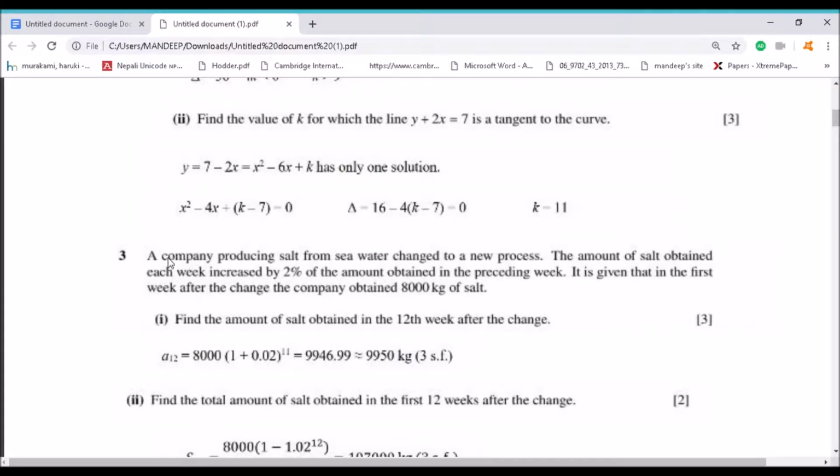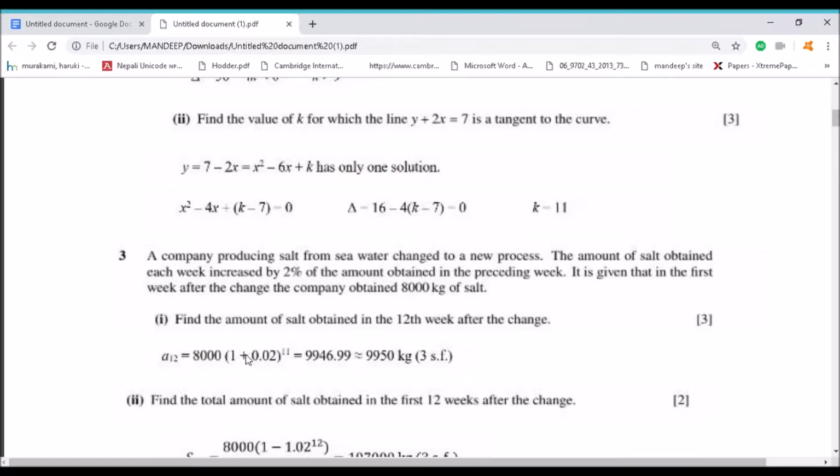We have a company producing salt from seawater. The amount of salt obtained each week increased by 2%. So every week the salt obtained is increased by 2%. So 2% you can write as 0.02 in the form of a decimal. We have to find first r.